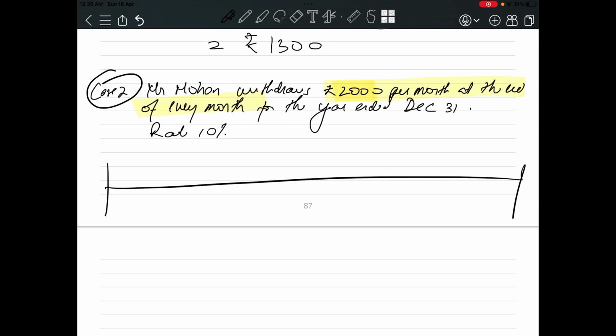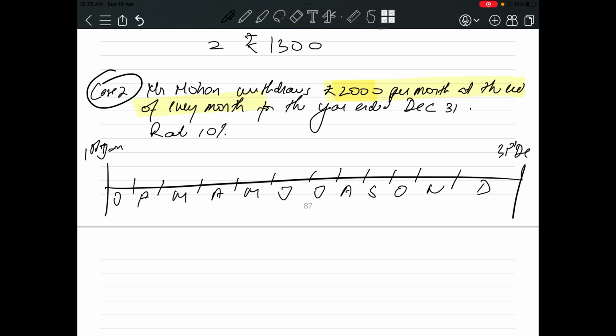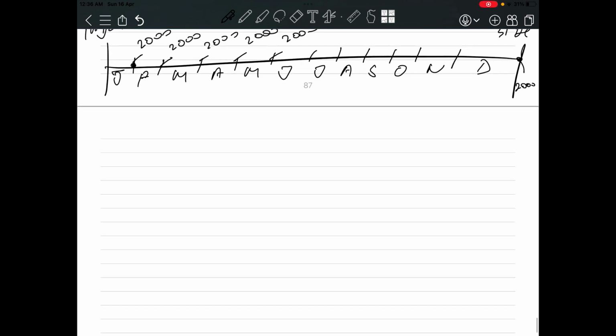So if I have to do the timeline: Jan, Feb, March, April, May, June, July, August, September, October, November and December. This is 1st Jan, this is 31st December. Now when is Mr. Mohan withdrawing 2,000 per month? At the end of every month. So he is withdrawing at the end of January 2,000, at the end of February 2,000, at the end of March 2,000, and so on. The last withdrawal is at the end of December. Now we know the amount withdrawn.